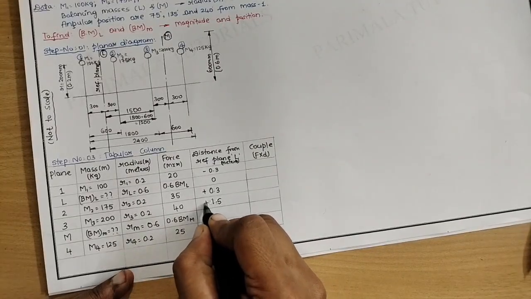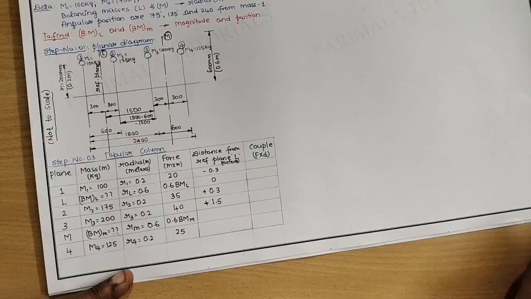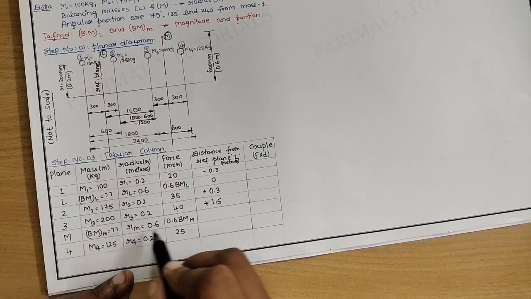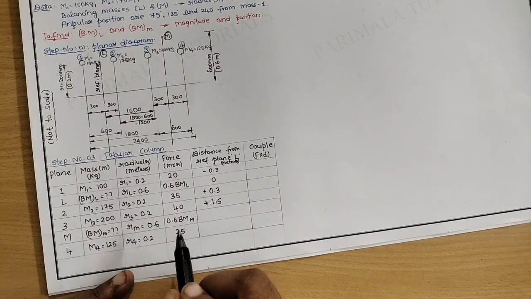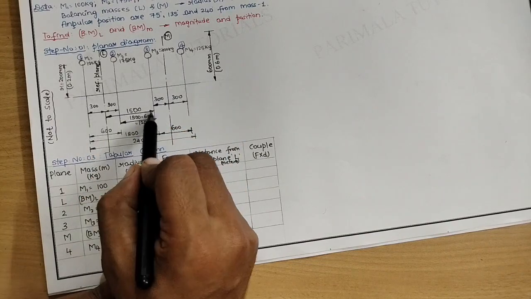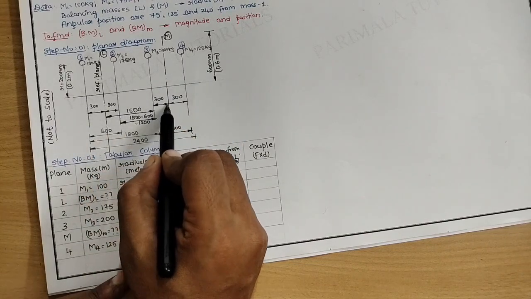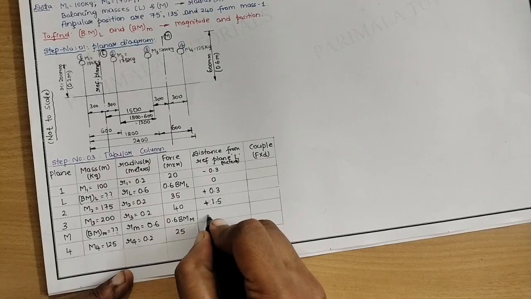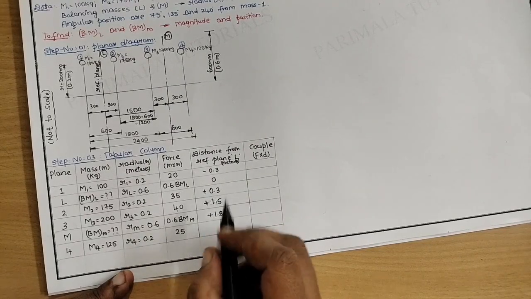1.5 meters, once again with a positive. Why? Because towards the right hand side. Similarly, what is the distance between the balancing mass M plane to the L plane? From here to here, don't you think this is 1500 plus the 300? Absolutely. That is 1800. That is 1.8.